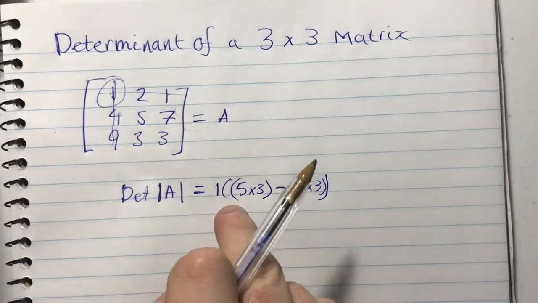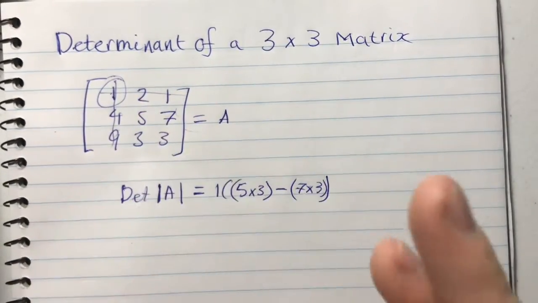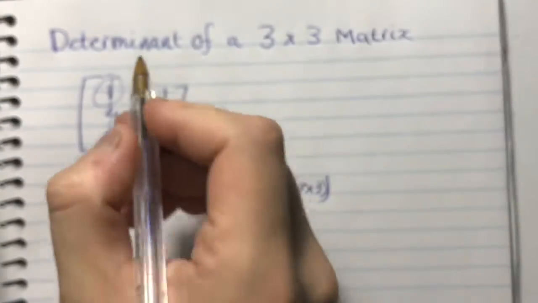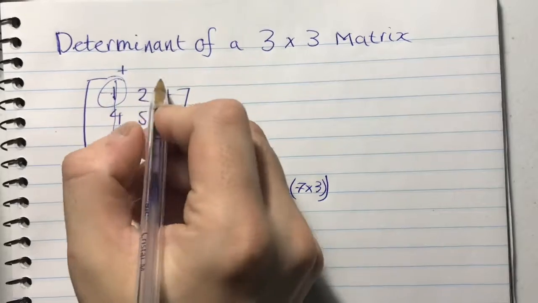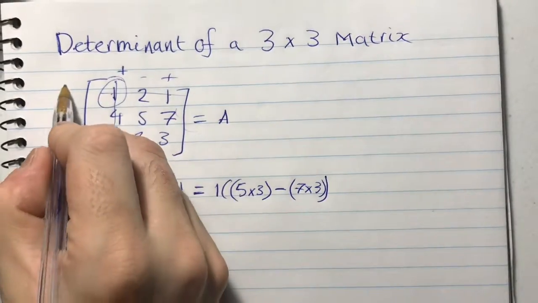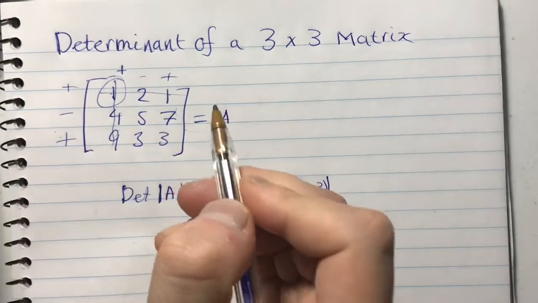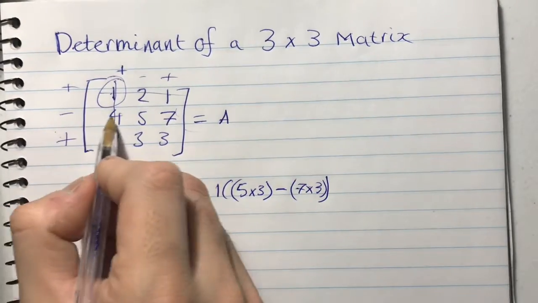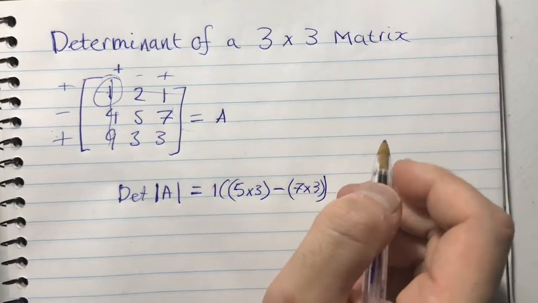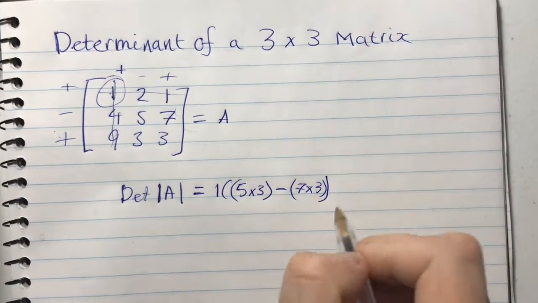Right, okay, so we've done our first one. Now we move to the right. For the record, this is plus, minus, plus. So if I were to start down, it would be plus, minus, plus. And if I started at the 4 here, it would start with a minus, plus, minus. That's just how it goes. So yeah, just in case you were wondering.